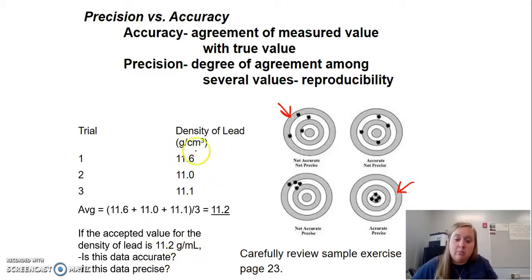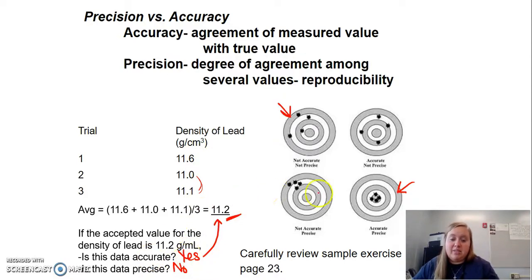It's kind of hard to see based on the individual trials, but if you average them together, you'll notice that the average is 11.6. So I would say that this data is pretty accurate because your average is right on the nose with the accepted value. Is this data precise? I'm going to lean towards no. It's a little bit subjective to figure out whether something is precise, but you have 0.1 and 0.0 that are pretty close, but then this one's 0.6. They're kind of all over the place, so I'm going to say that it's not precise.